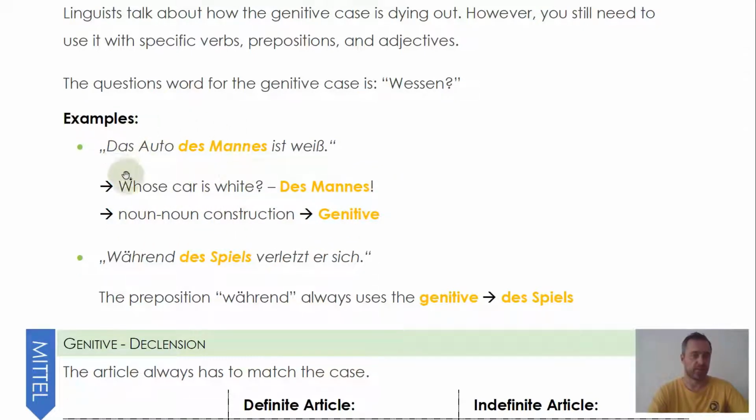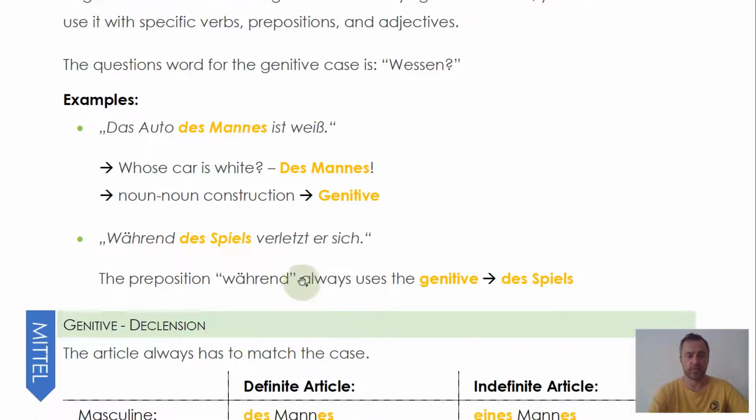This is a noun-noun construction. It means we have two nouns in a row that are not connected with a verb or a preposition. That is what a noun-noun construction is, and then the owner of the first noun gets the genitive case. So the second noun is the owner of the first noun, and the owner is genitive case.